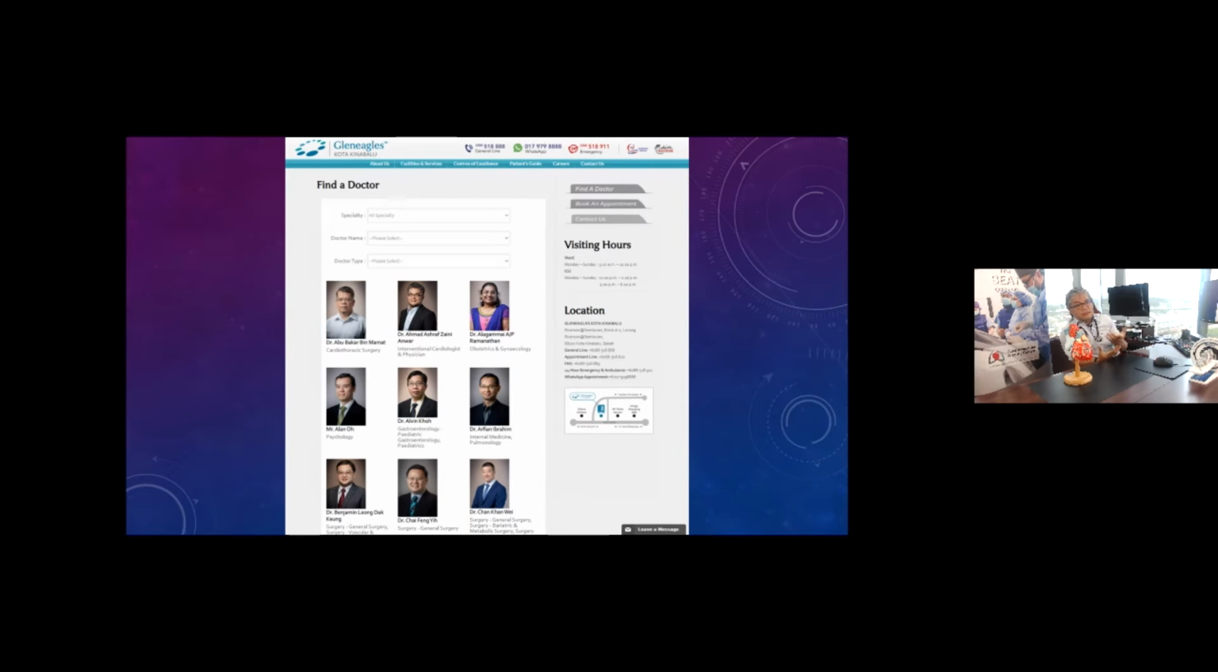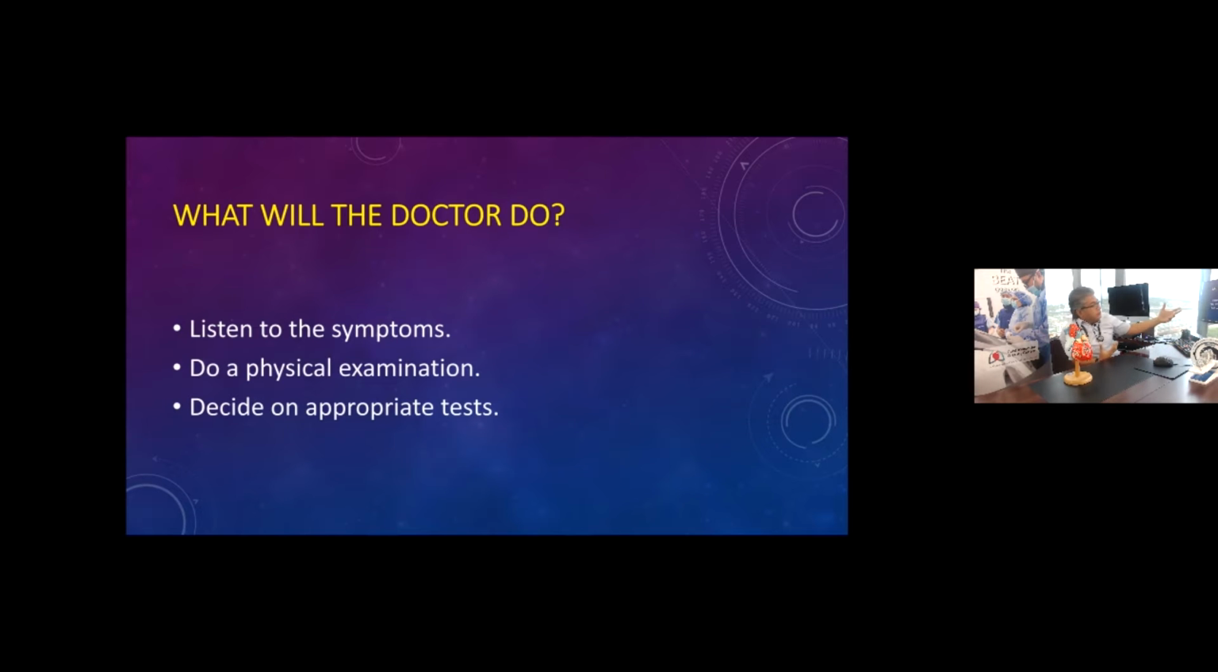Find a doctor, okay, if you're worried. If you're not worried, then that's fine. So what should the doctor do? Well, if you go see the doctor and you say, listen, I have these risk factors and I'm worried that I might have a heart problem, then he or she will listen to your story and ask you some questions.